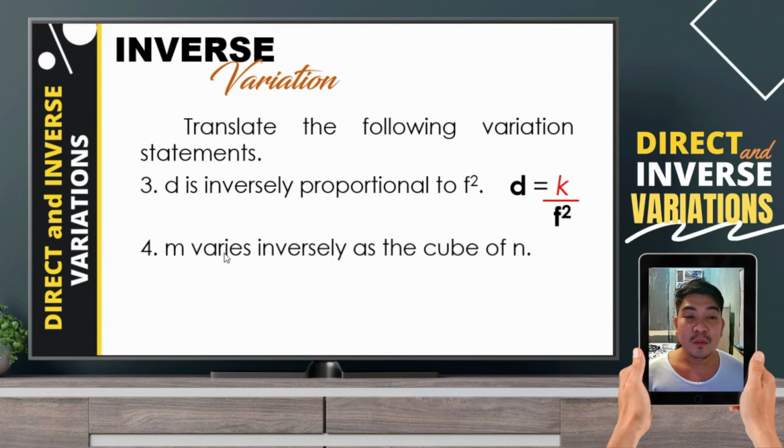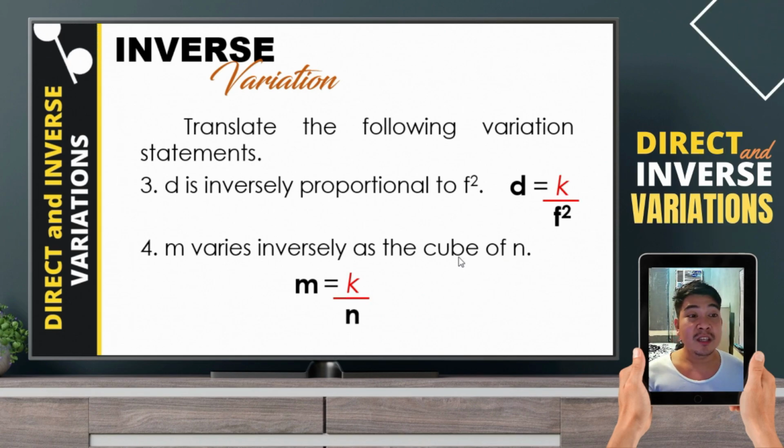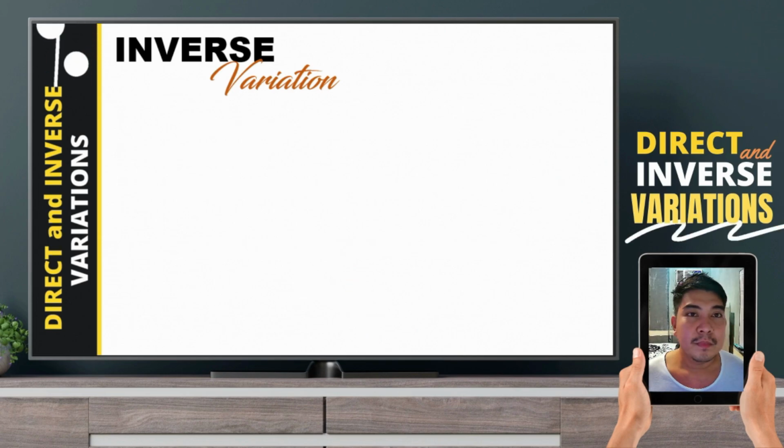So next, the last one. M varies inversely as the cube of n. So the first quantity, which is m, is equal to k divided by the second quantity, which is n. But take note, there is a condition, cube of n. So therefore, that will be n cubed.